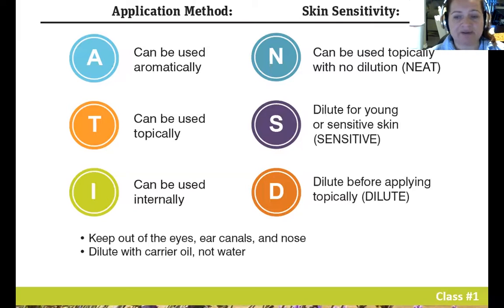The second category of oil usage is organized by skin sensitivity. The first group can be used topically with no dilution, straight from the bottle, and that corresponds to the letter N. Second are the oils that are recommended to be diluted for young or sensitive skin, and that is represented by the letter S. The third group is recommended to be diluted at all times, and that corresponds with the letter D. Of course, you would like to dilute your oils with carrier oil, rather than water.